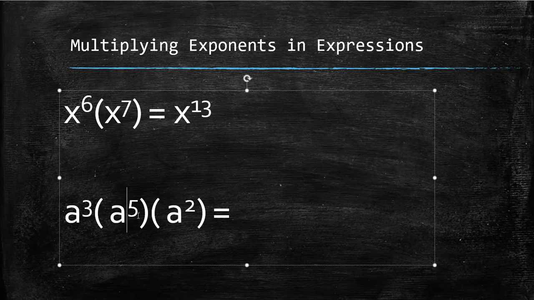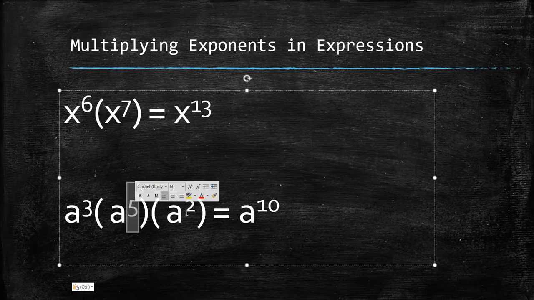A to the 3rd times a to the 5th times a to the 2nd is equal to, you tell me. So what'd you get? A to the 3rd times a to the 5th times a to the 2nd is a to the 10th power, because again, that's a times a times a times a times a times a times a times a times a. And our shortcut here is when we're multiplying exponents, we're actually adding them. And 3 plus 5 is 8, plus 2 is 10.